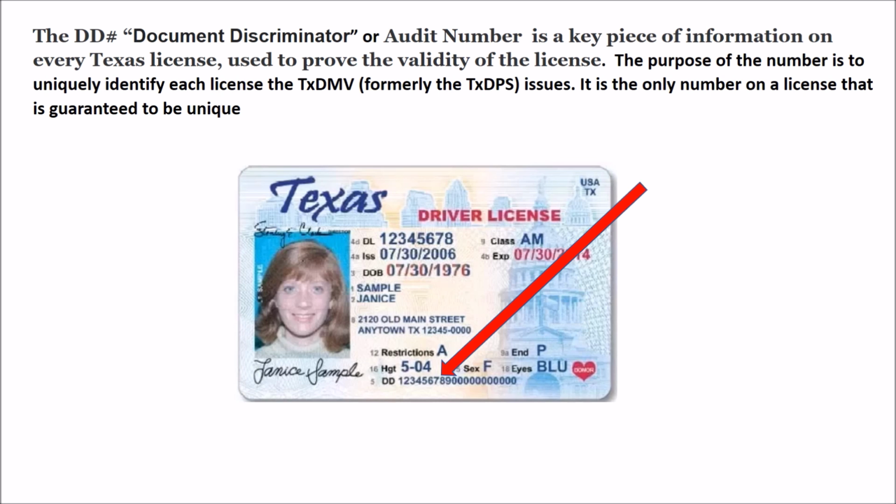The purpose of the number is to uniquely identify each license the DPS issues out. It's the only number on the driver's license that is guaranteed to be unique.